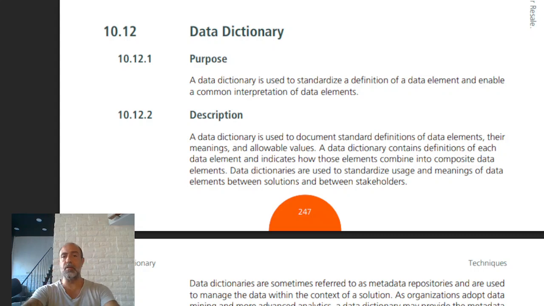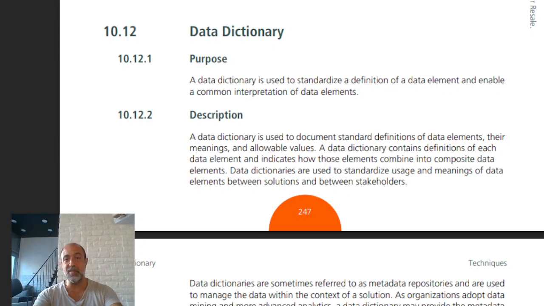Everyone, a data dictionary. If I'm not mistaken, it's literally a dictionary of all the data points we have or all the things we've looked at or something like that. A data dictionary is used to standardize the definition of a data element and enable a common interpretation of data elements. Okay? Yeah. It literally is. A normal dictionary is like, what does this word mean? What does this word mean? And it's the same, but it's for the data that we're actually interacting with.